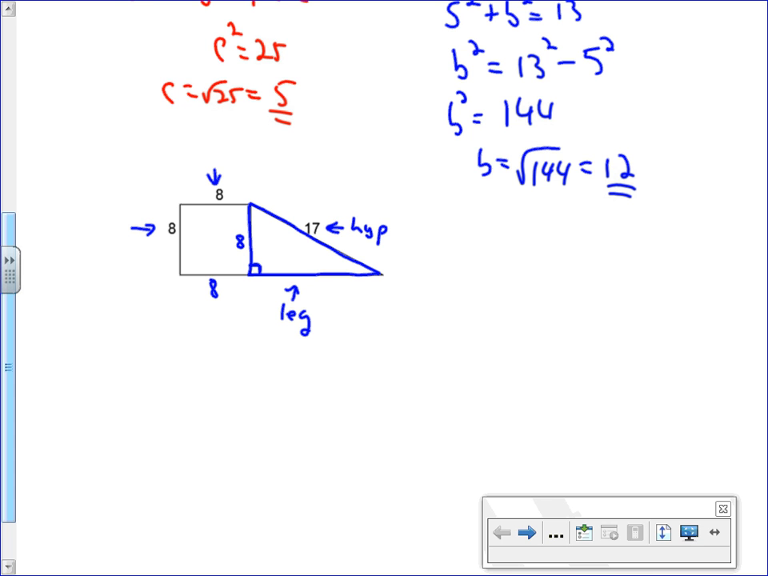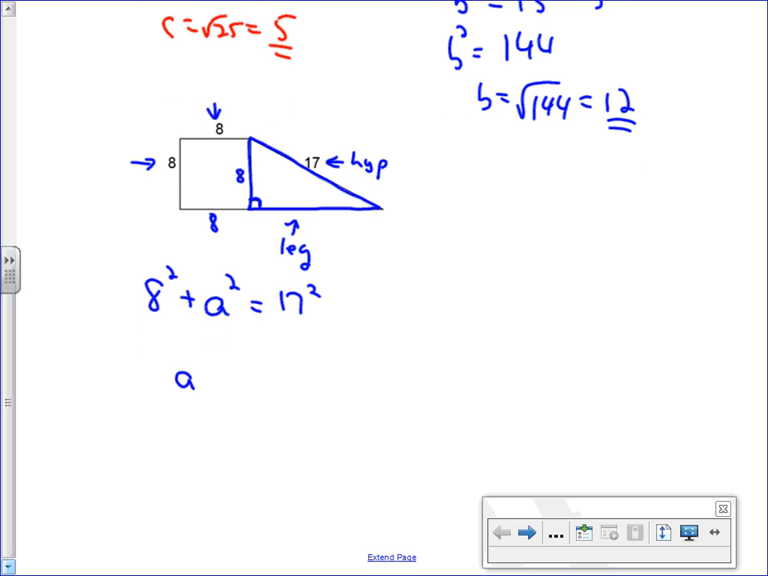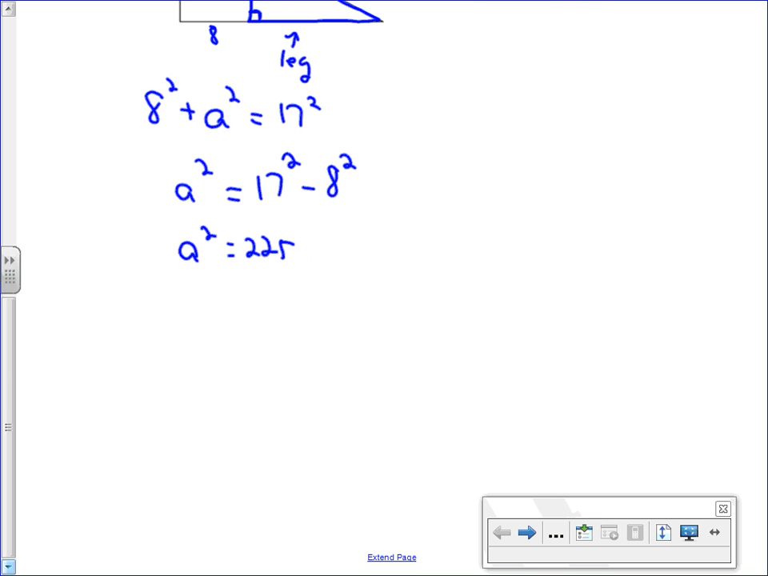All right? So you can start it out either way you want to. It's addition, 8 squared plus, call it A or B, it doesn't matter, A squared equals 17 squared. Or I like to do it again by saying the missing leg is going to be the hypotenuse squared minus the other leg squared. One more time, grab that calculator, pop those numbers in, and A squared equals 225. And so A is equal to the square root of 225, which is 15.